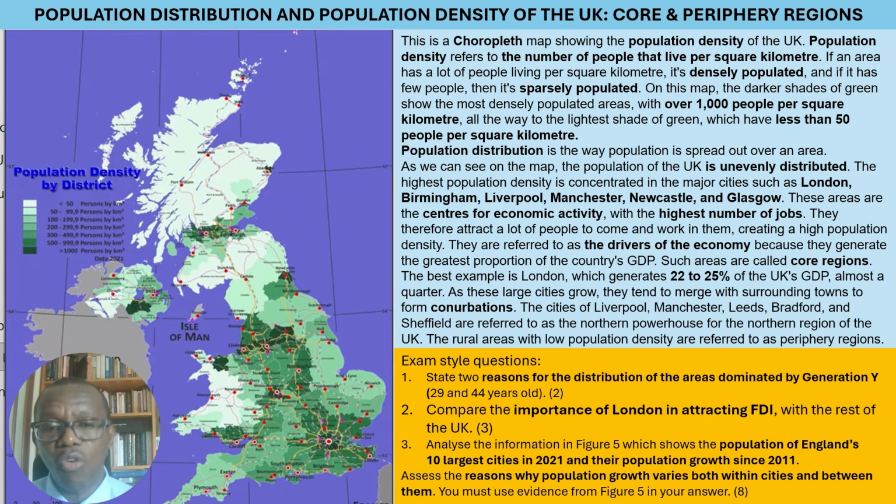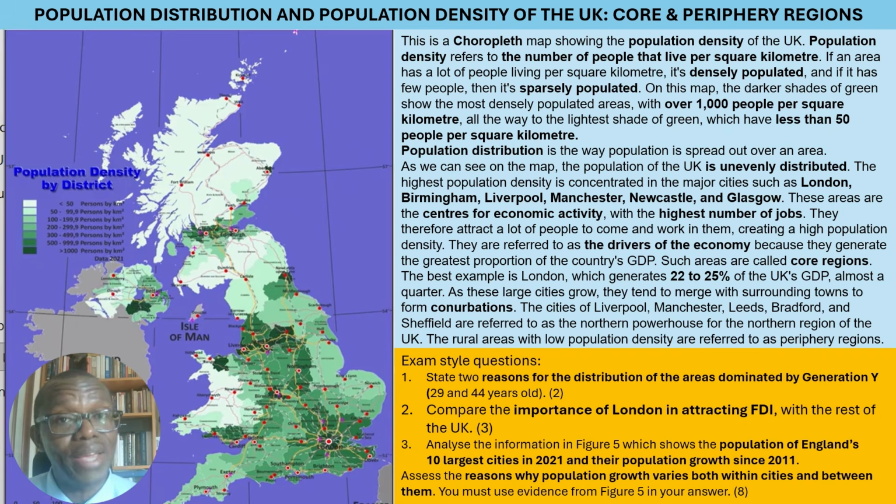The second question here says, compare the importance of London in attracting FDI with the rest of the UK. Now, of course, here we would be talking about the fact that London has got a high population density. That high population density is going to provide a huge workforce, and that workforce is then going to be attractive to those TNCs because they will be able to employ people, and especially people who are very well qualified. We also do know that London has some of the leading universities in the country, which means that the people who are graduating from those universities will then come out into the job market and will be able to fill in those TNC jobs that the TNCs are going to create.